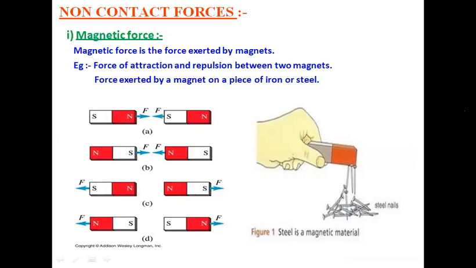Next are the non-contact forces, and we will be starting with the magnetic force. Magnetic force is the force that is exerted by magnetic objects or magnets. For example, the force of attraction and repulsion between two magnets, and the force exerted by a magnet on a piece of iron, is also an example of magnetic force. We know that like magnetic poles always repel each other, that is, they push each other away, as you can see in images C and D given below. And opposite magnetic poles always attract each other, that is, they pull each other towards themselves. You can see this effect in images A and B. So that is the magnetic force acting between two objects without being in contact.